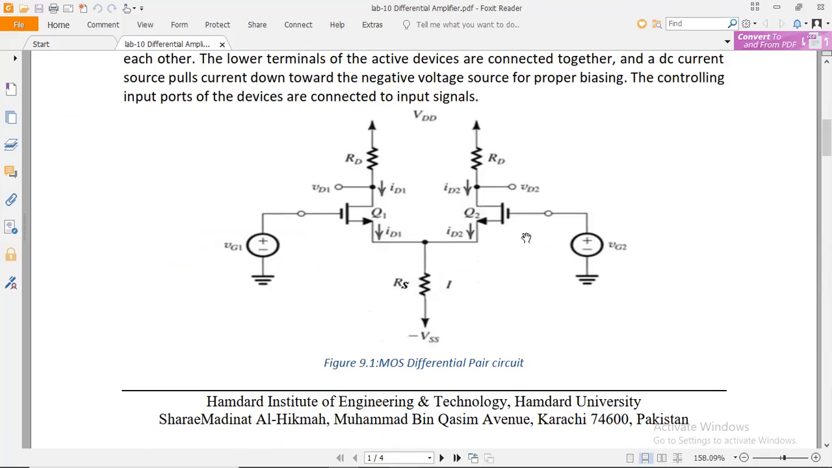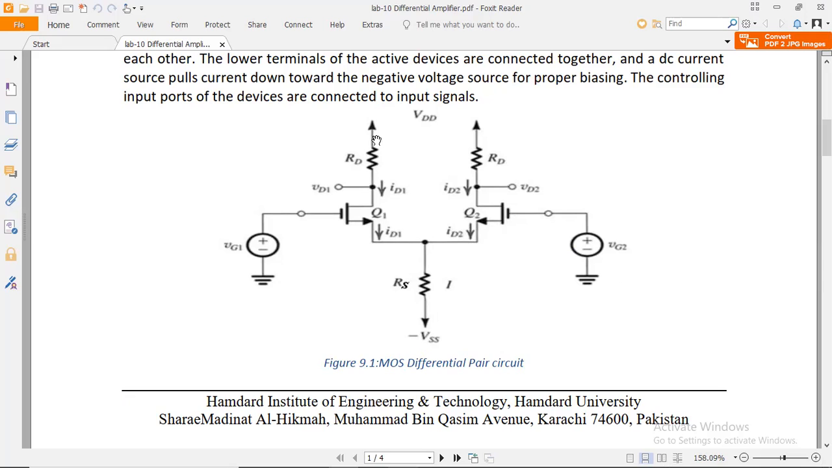Now I am discussing the circuit. These are the differential outputs that you get at the voltmeter, and these are the DC supplies, source 1 and source 2. Source 1 is supplied to Q1 and source 2 to Q2 of the MOSFET transistors. These sources are combined with the negative VSS, that means the negative supply, with the 1K resistance. These are also the drain resistances, 1 kilo ohm, 1 kilo ohm. Output can be extracted at this level.